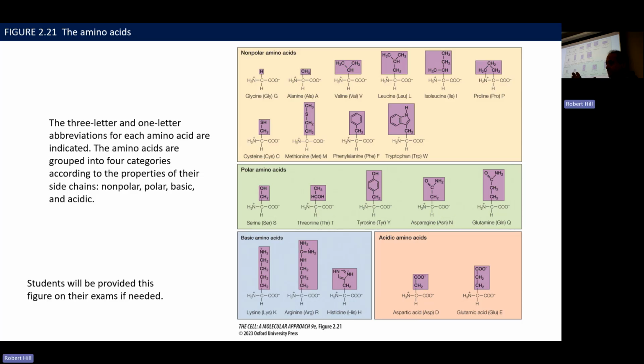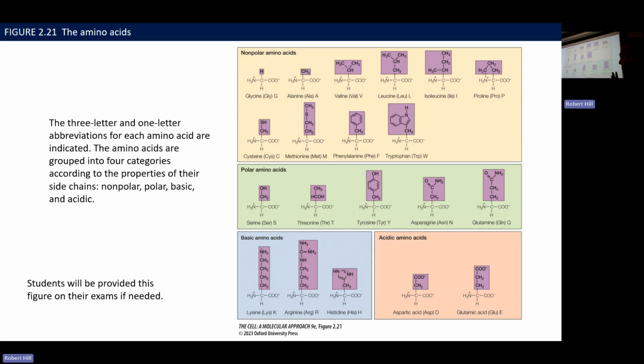Hydrophobic, because they're nonpolar, right? They don't want to interact with water. You're going to have all of these polar amino acids more towards the exterior. Okay. Again, this figure will be given for you.